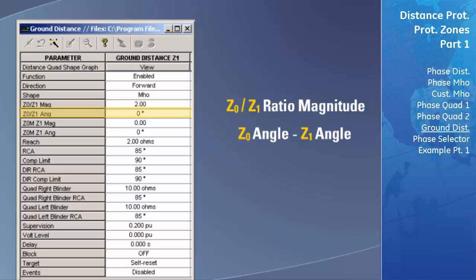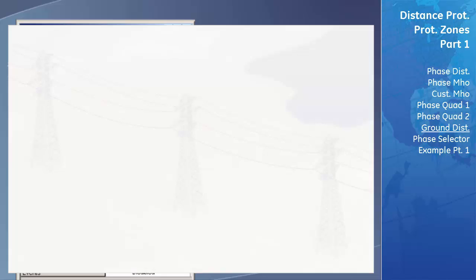The second field is labeled Z0 over Z1, ang, for angle. In this field, enter the angle difference between the zero sequence impedance and the positive sequence impedance. To calculate this, subtract the angle of the positive sequence impedance from the angle of the zero sequence impedance.